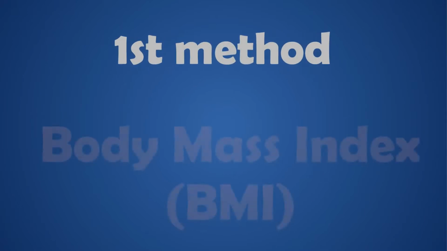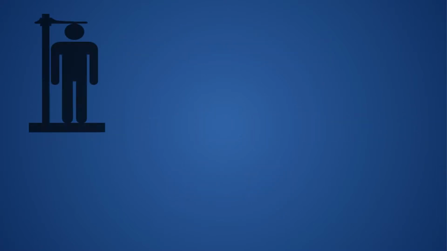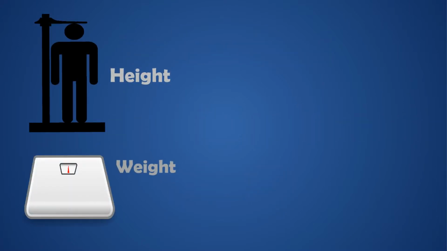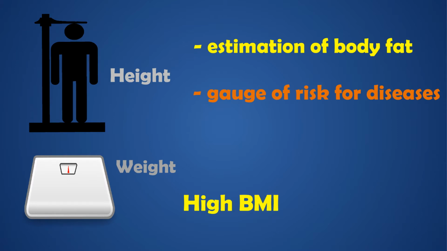The first one, probably the most popular one, is using the body mass index, or BMI. BMI is a useful measure of overweight and obesity. It is calculated from your height and weight. BMI is an estimate of body fat, and a good gauge of your risk for diseases that can occur with more body fat. The higher your BMI, the higher your risk for certain diseases such as heart disease, high blood pressure, type 2 diabetes, gallstones, breathing problems, and certain cancers.